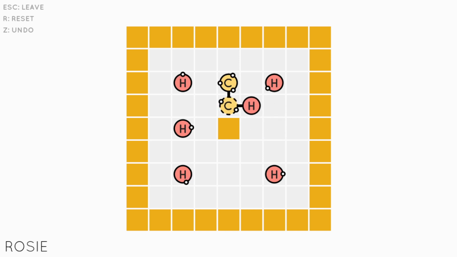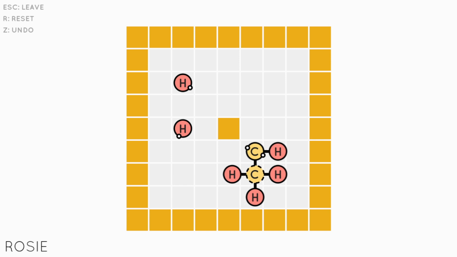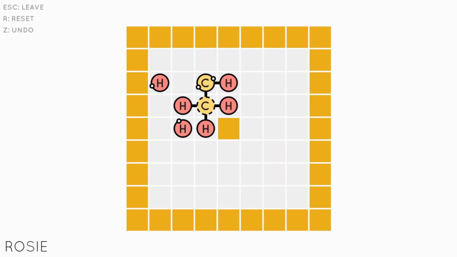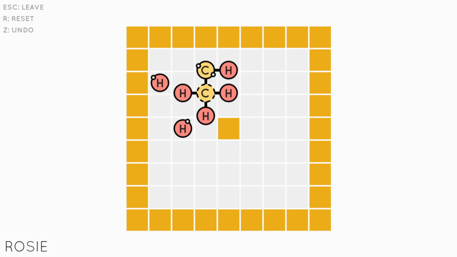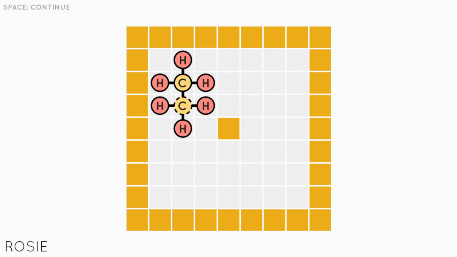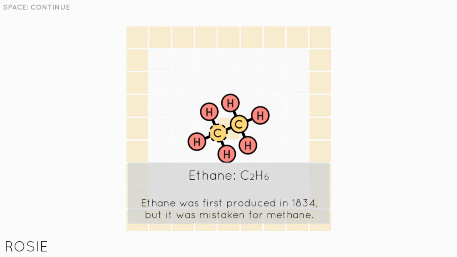I mean, that is also okay. I want to do that, I think. Now I'm kind of stuck, but could possibly move over. I need something to be above me, so like this is good. There you go. Alright, ethane was first produced in 1834 but was mistaken for methane.